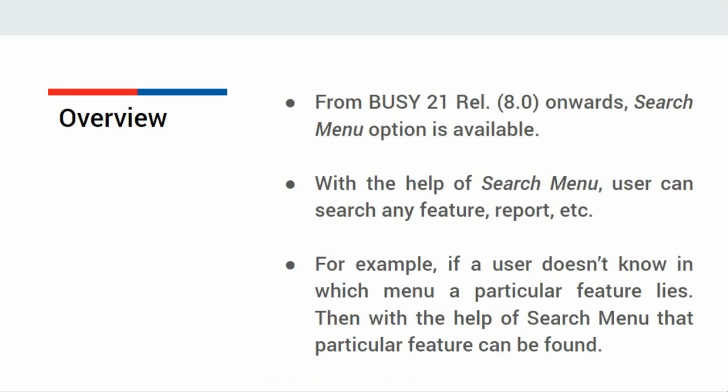For example, if a user doesn't know in which menu a particular feature or report lies, then with the help of search menu, that particular feature or report can be found easily. Let us see the smart shortcut in Busy.